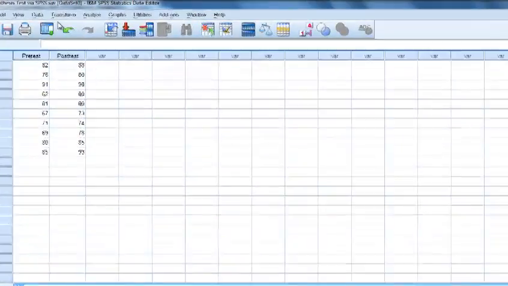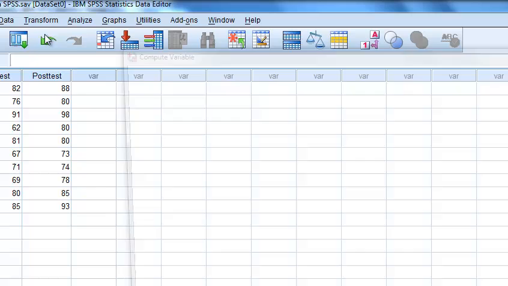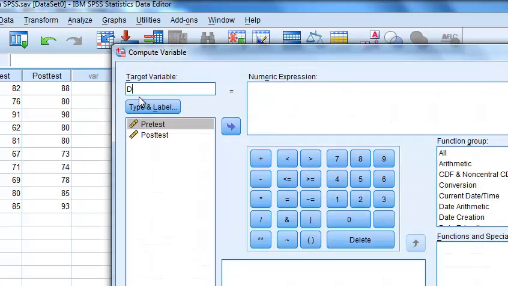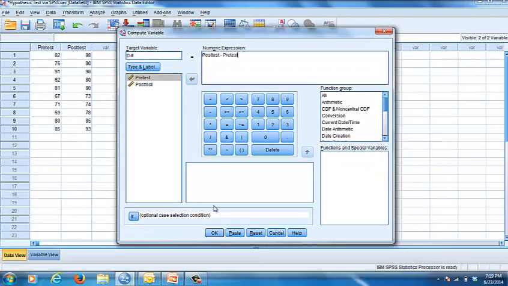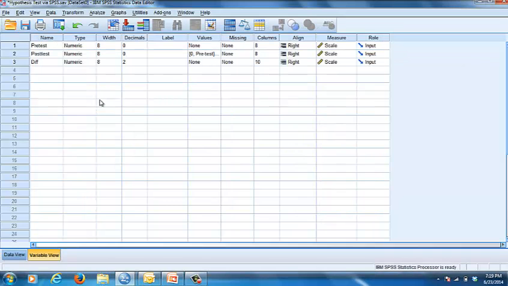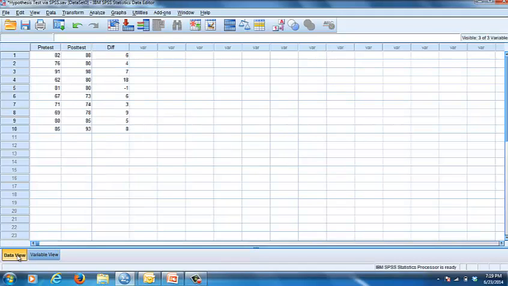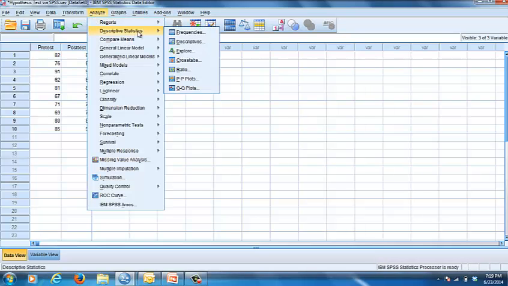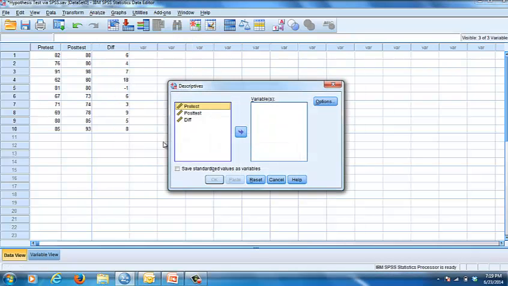So we go to transform, compute variable, and I'm going to call it diff again. And I want, in this case, post-test minus pre-test. Okay. Boop. Got my difference scores. I'm going to take off my decimals for the difference score. Now, I need to know if, in fact, there are any outliers. So I'll go to Analyze, Descriptives, check on Standardize for my differences. If I see anything greater than 3, I'm going to have a trouble.